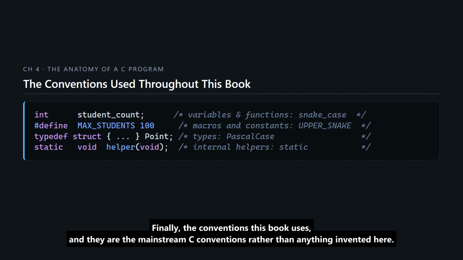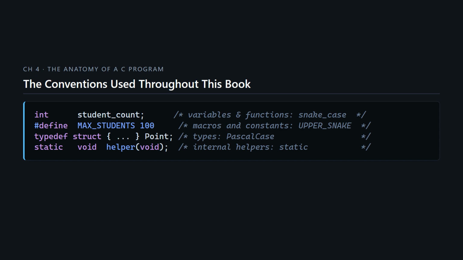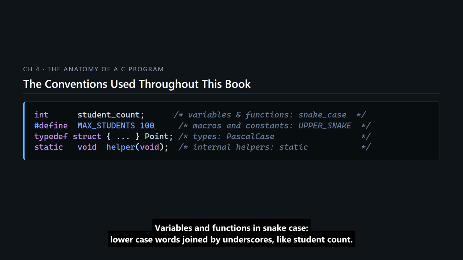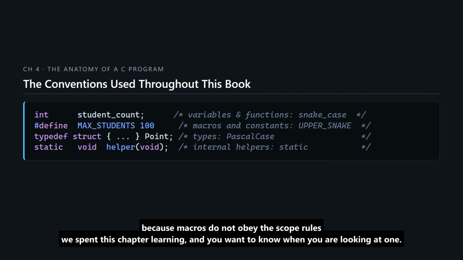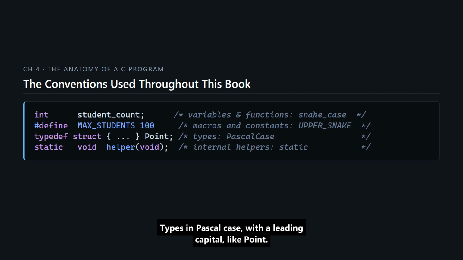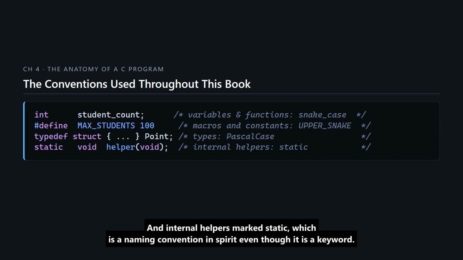Finally, the conventions this book uses, and they are the mainstream C conventions rather than anything invented here. Variables and functions in snake case, lowercase words joined by underscores, like student count. Macros and constants in upper snake case, so that max students in capitals is visibly a macro at the call site, which matters. Because macros do not obey the scope rules we spent this chapter learning, and you want to know when you are looking at one. Types in Pascal case, with a leading capital, like point. And internal helpers marked static, which is a naming convention in spirit even though it is a keyword.